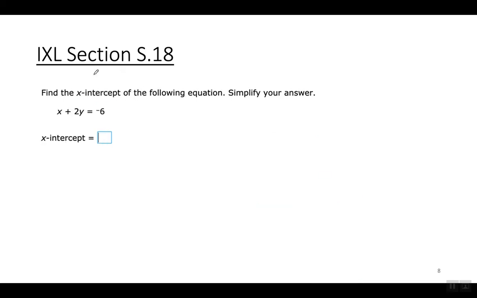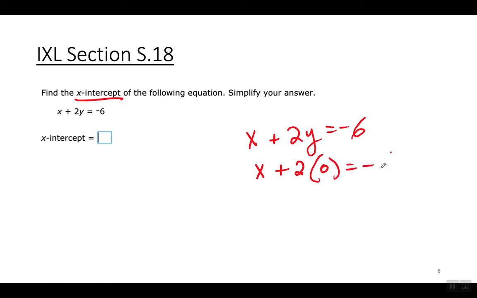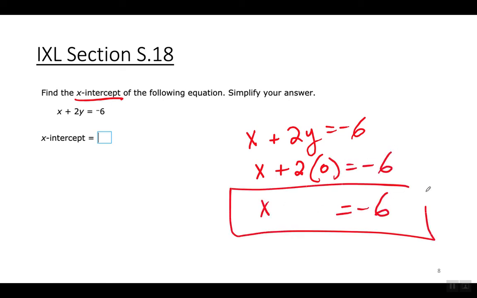All right, find the x-intercept. So again, to find the x-intercept, I'm going to make y equal to 0. Para encontrar el intercept de x, voy a hacer y igual a 0. So x is going to equal negative 6. This one, you could just do it mental math. Esta se puede hacer en la mente porque es tan fácil.